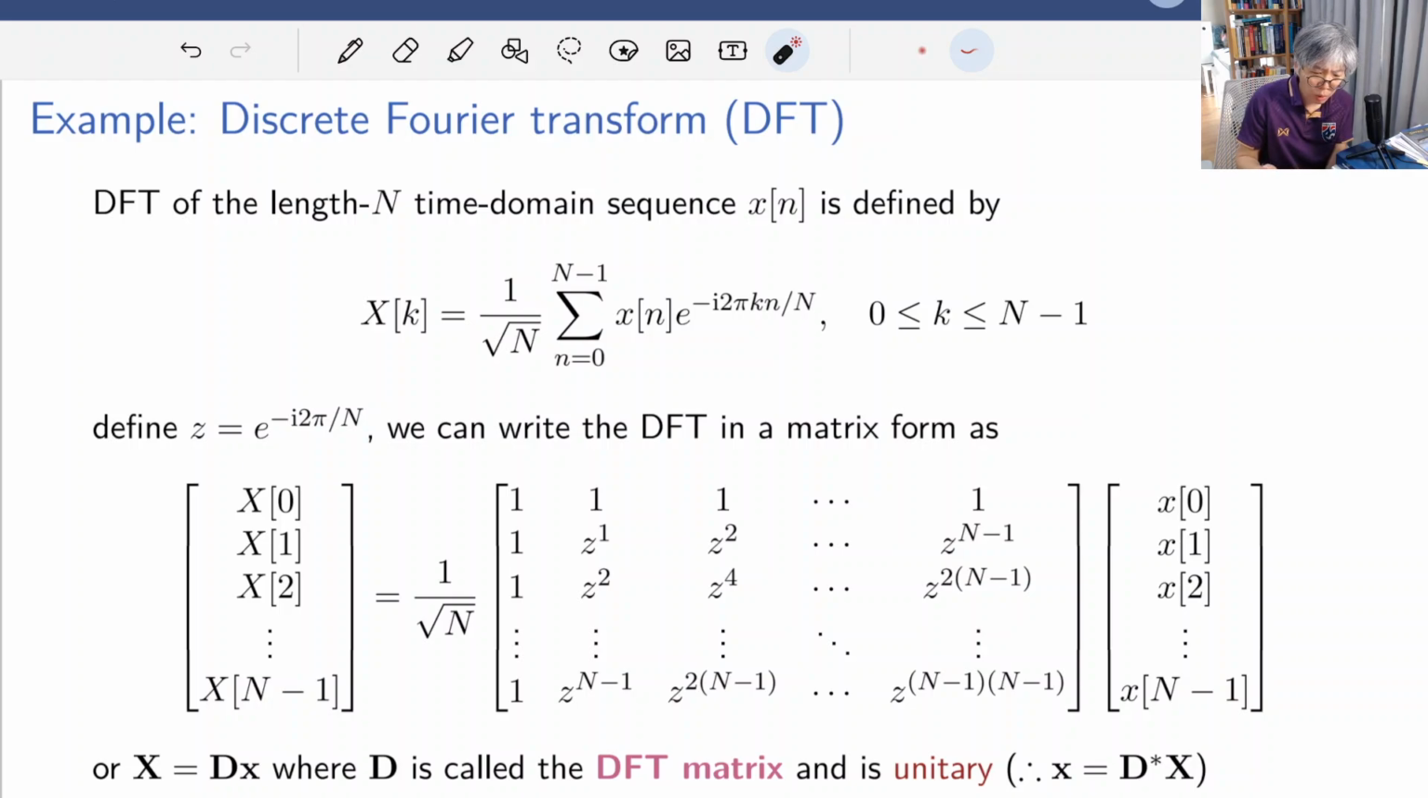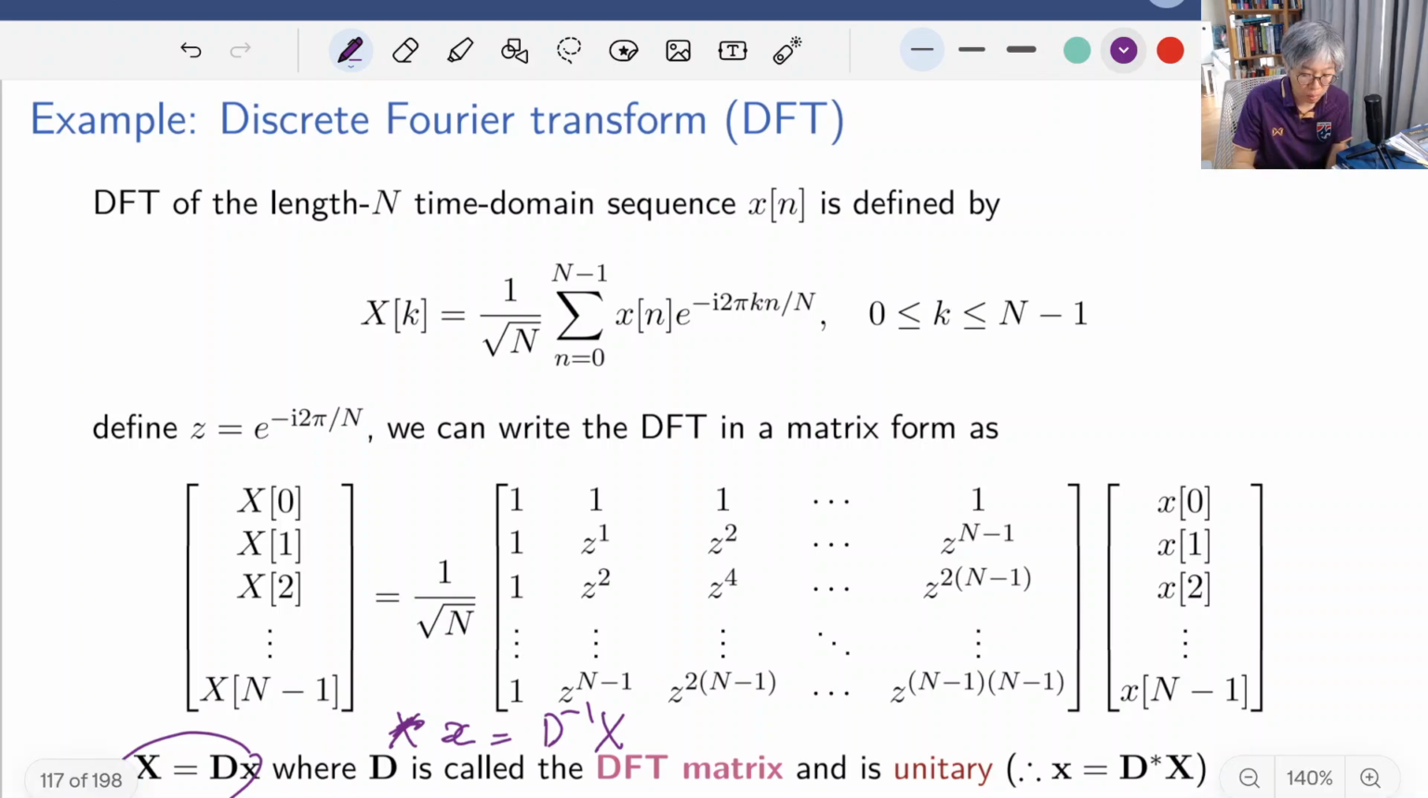So if you transform from the time domain to the frequency domain, you use the DFT. On the other hand, if you want to solve for small x, you take the inverse. So it's going to be the inverse applied to capital X. But we already know that the inverse of a unitary matrix is simply the Hermitian conjugate, right? So that means the inverse discrete Fourier transform is also simple. Just take the star operator.